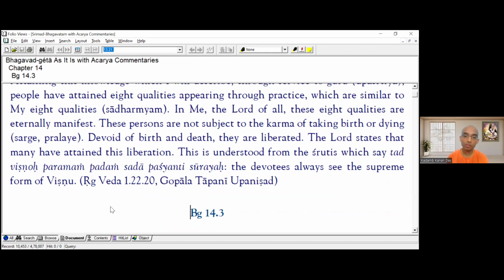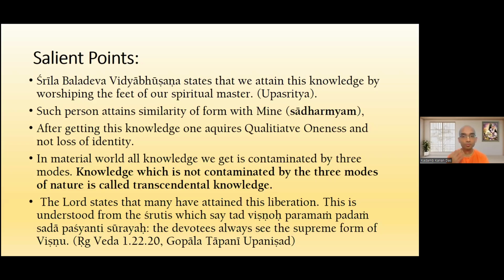Some salient points from this purport which I find are: Prabhupada is writing here, after getting this knowledge, one acquires qualitative oneness and not quantitative oneness. Because Mayavadis misinterpret this verse, that one attains sadharmyam. Sadharmyam, they say they get the dharma of the Lord, they get a nature like the Lord. Mayavadi people tell like that. But Prabhupada is saying, in all the acharyas they were saying, it is qualitative oneness. It is not the loss of identity.